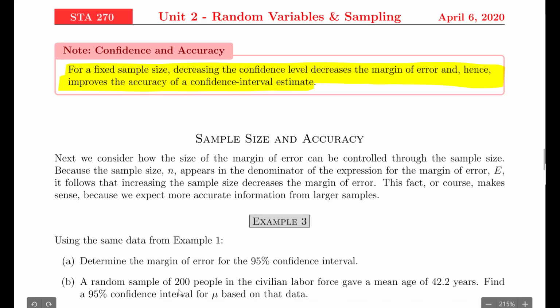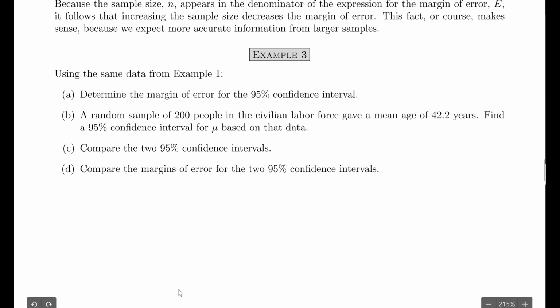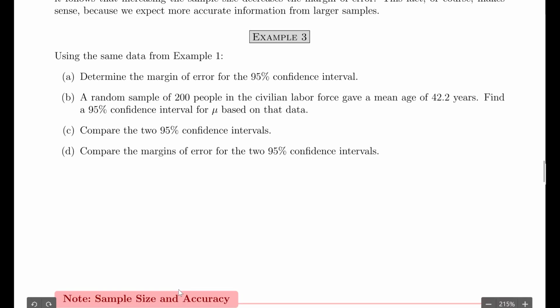So when we start talking about sample size and accuracy, that leads us to example 3. Part A, we're still using the same numbers from example 1. So part A says determine the margin of error for the 95% confidence interval. We have already calculated that in the previous example, which was 3.4 years.